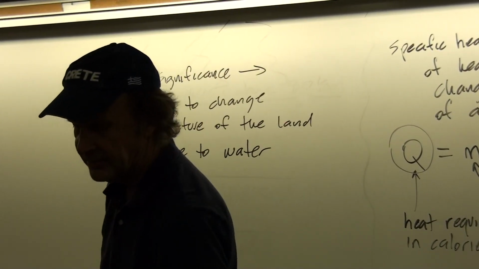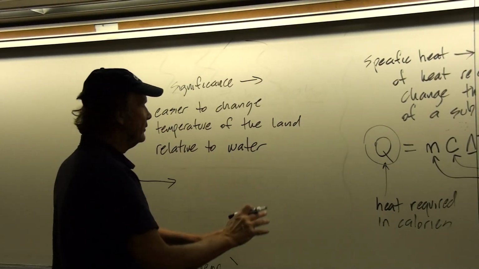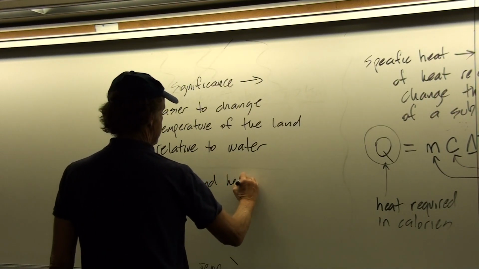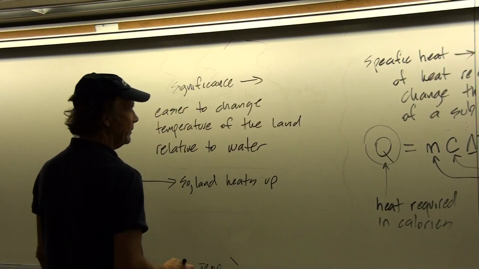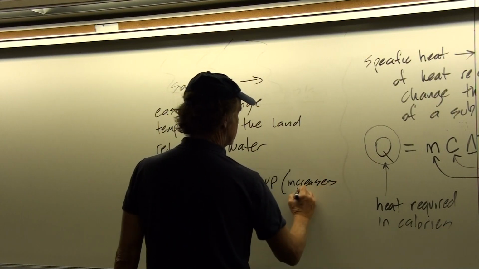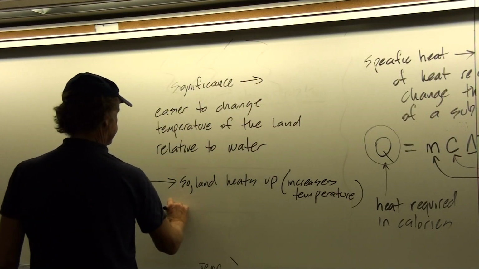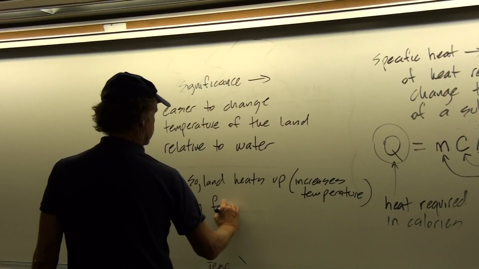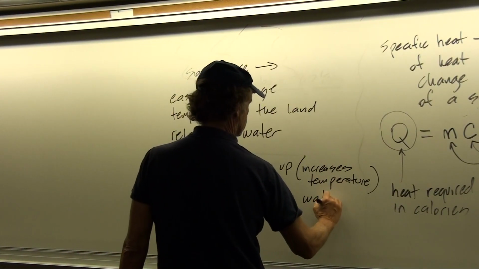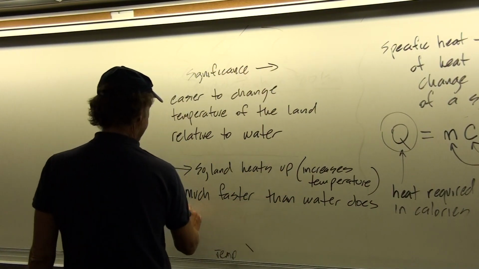So what we could say then, put simply, is that land heats up faster than water does under the influence of the sun. By heats up here, we mean increases its temperature, when exposed to solar radiation.